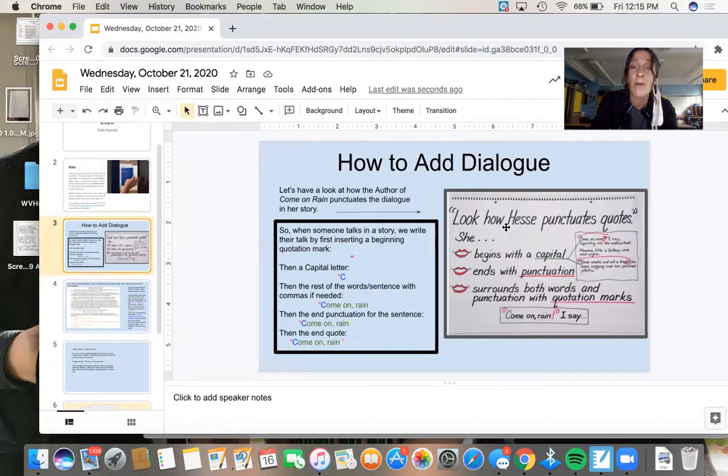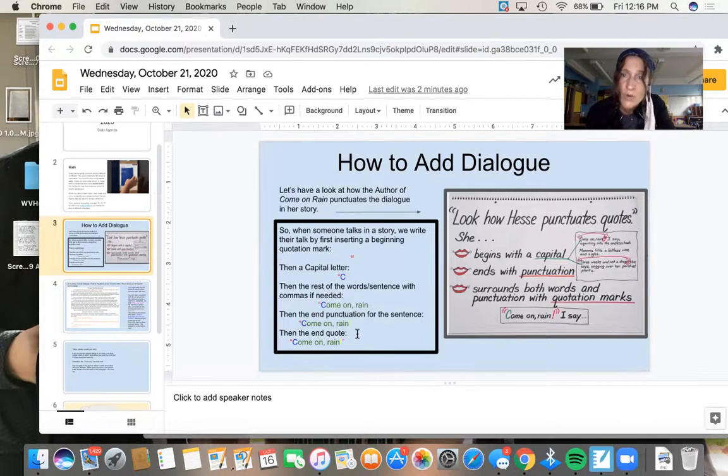I thought it would be helpful to look at the book Come On Rain. And in that story, Come On Rain, it says, "Come on, rain," I say, squinting into the endless heat. Mama lifts the listless vine and sighs, and so forth. Her dialogue, when she says, "Come on, rain," I say, it starts with a capital letter, the C. It continues with "Come on, rain," and there's a comma in there. And then it even ends with an exclamation point.